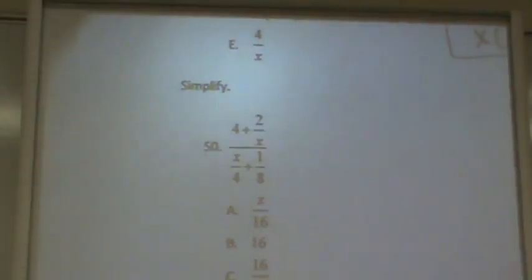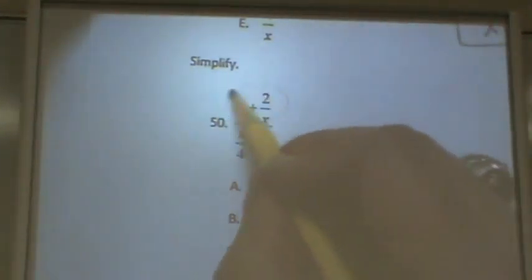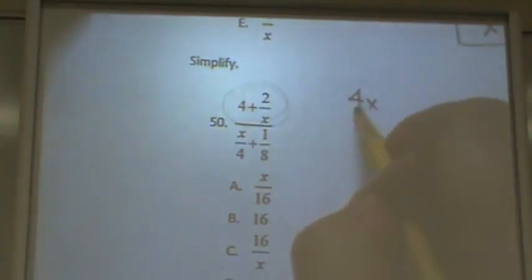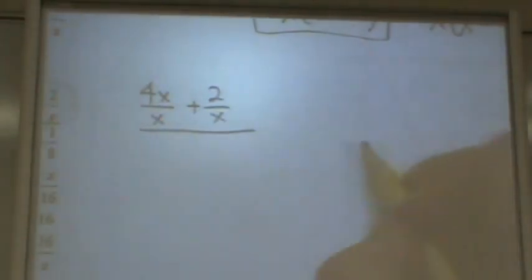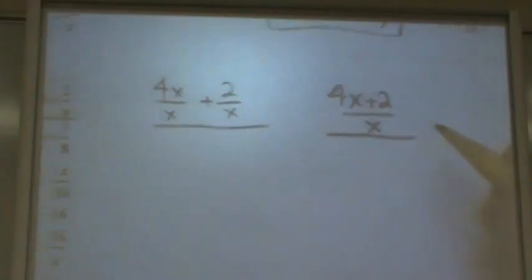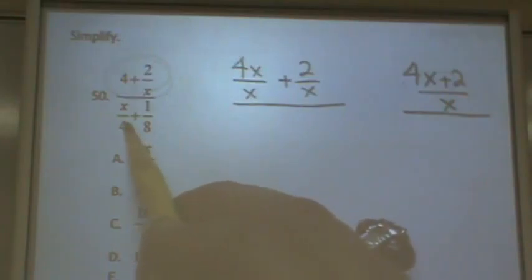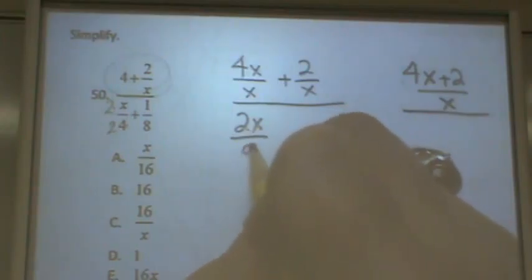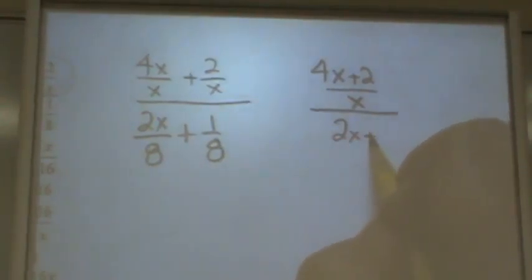Number 50, this is a complex fraction, and what we have to do is get these two together. So we have to make this 4x over x. We have to get a common denominator there, plus 2 over x. Which, if we just move this way, we have 4x plus 2 over x. That's the numerator. Now the bottom, we have to get a common denominator here, which is 8. I'm going to multiply both of these by 2. So we have 2x over 8 plus 1 over 8. And if we combine them, we get 2x plus 1 over 8.